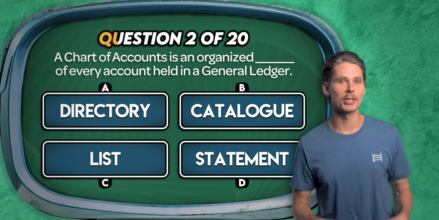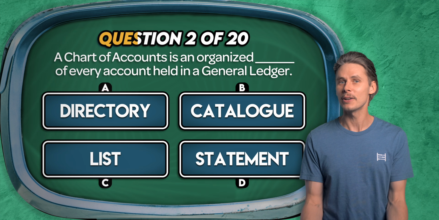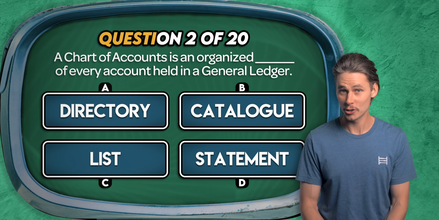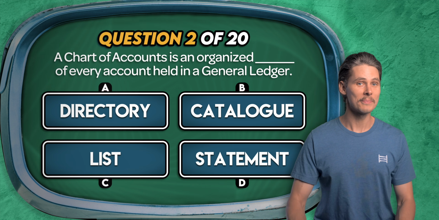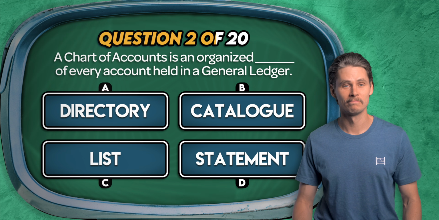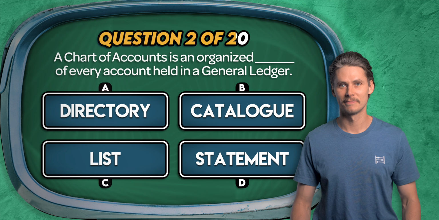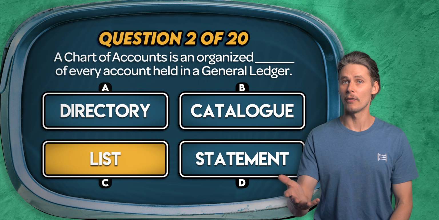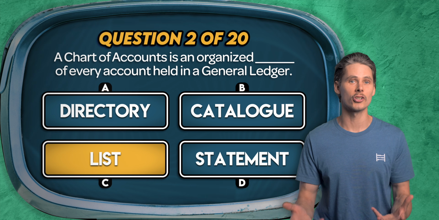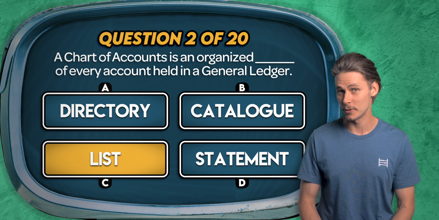Question 2. A chart of accounts is an organized blank of every account held in the general ledger. Is it a directory, a catalogue, a list, or a statement? It's C. The chart of accounts is a list that provides a structure for recording transactions and preparing financial statements.